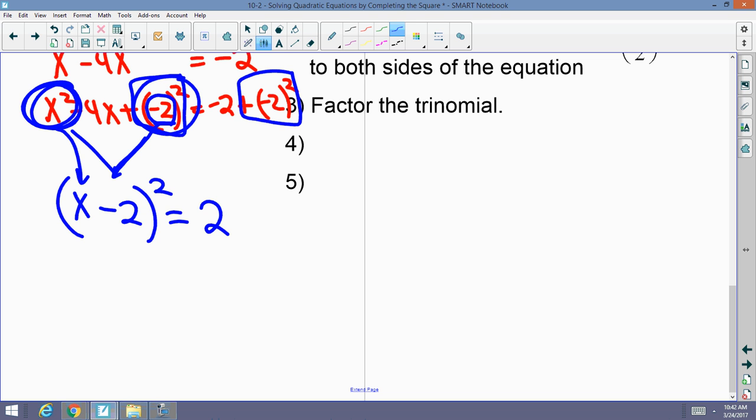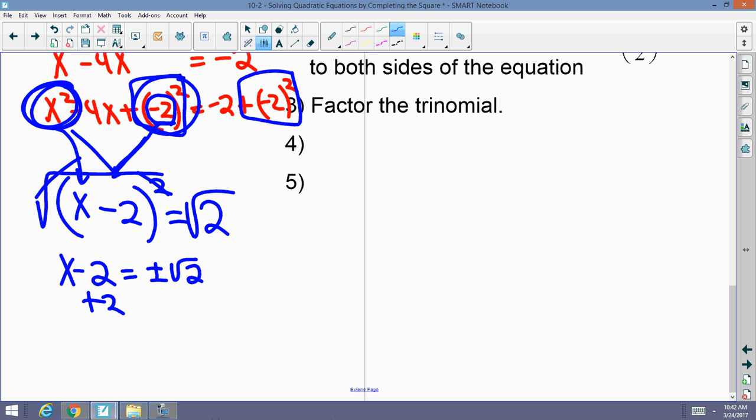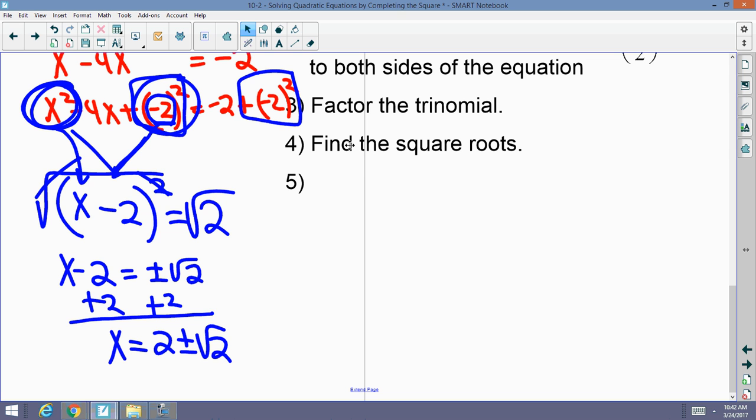Now, guys, guess what? Now you know how to solve this using the square root method. How can I get rid of a power of 2, gentlemen? You square root both sides. So x minus 2, because the square root gets canceled out by the power of 2, equals plus or minus square root of 2. Add 2 to both sides. X equals 2 plus or minus square root of 2. And I'm sorry, that was step 4, find the square roots and solve for x.